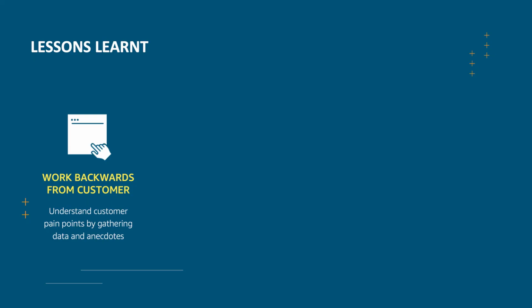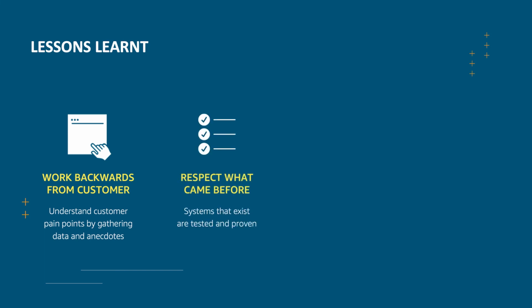Now, what were the lessons that we learned through this entire process? Number one, we started with the pain points for the customer and internal teams to inform what we should build. We respected what came before. Although we were able to drive alignment that re-architecting the system has a lot of benefits, we always respected existing systems that were tested and have been working for years. It is critical that when a new system is built, it doesn't break the functionality provided by the existing system.